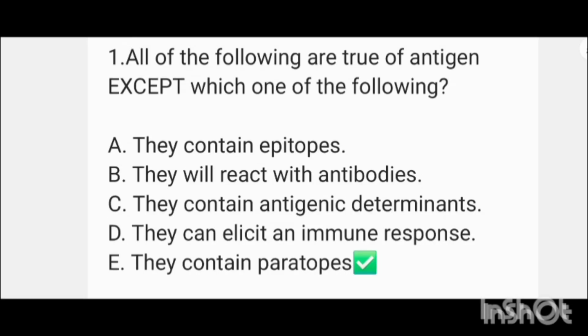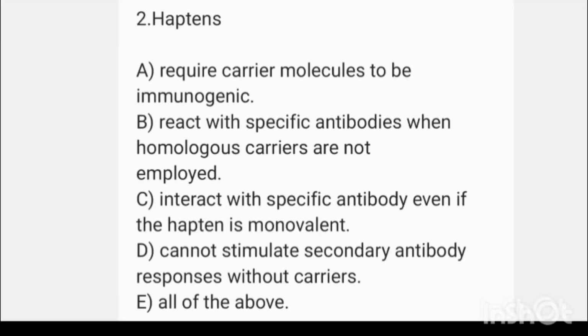So, go into next question. Second question is about haptens. We have to select the correct option related to hapten. Okay, let's check the options. Option A. It requires carrier molecule to be immunogenic. B. React with the specific antibodies when homologous carriers are not employed. C. Interact with the specific antibody even if the hapten is monovalent. D. Cannot stimulate secondary antibody responses without carriers. E. All of the above.